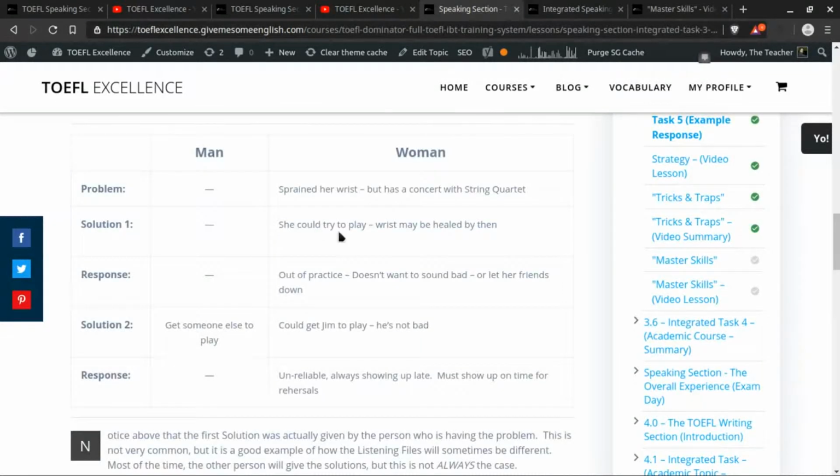All right, well, she said that she could try to play, but her wrist might not be healed by then, and she said that she didn't like that idea because she'd be out of practice and doesn't want to sound bad, and also if she's not able to do this, she would definitely let her friends down. Okay, that's why she doesn't like that one.